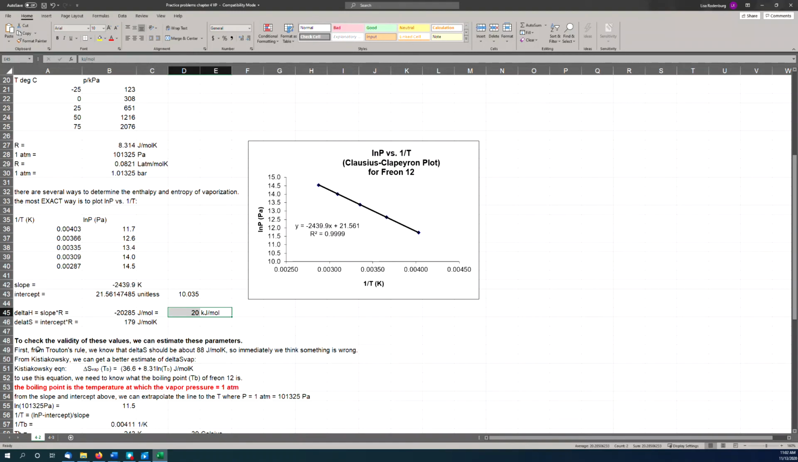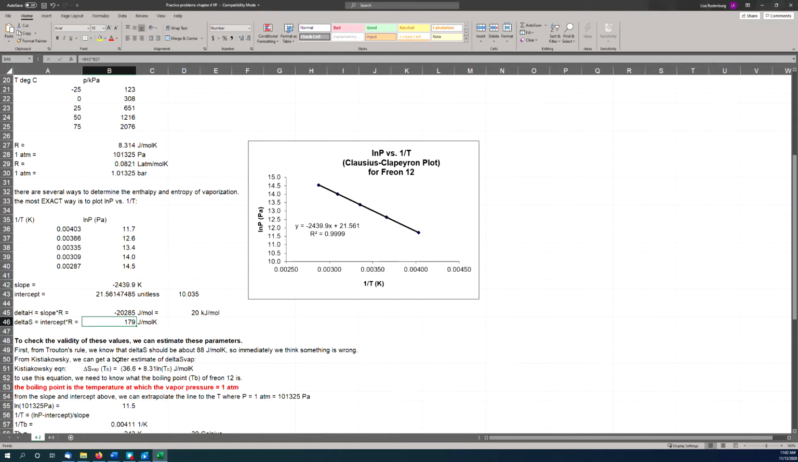Now, in theory, the delta S, and if I could type, this would say delta S, would be equal to the intercept times R, because the intercept would be delta S over R. So to get delta S, you take the intercept and multiply it by R. When I do that, I get 179 joules per mole Kelvin. Again, ask yourself, does this number make any sense?